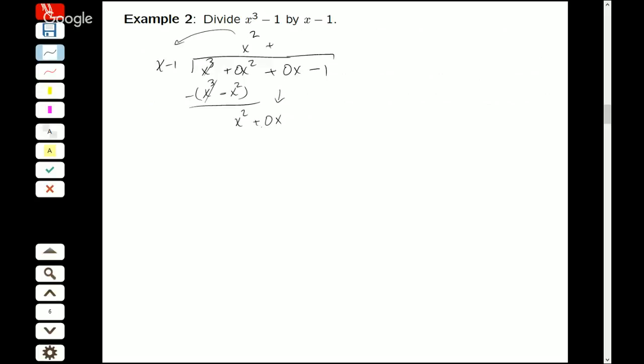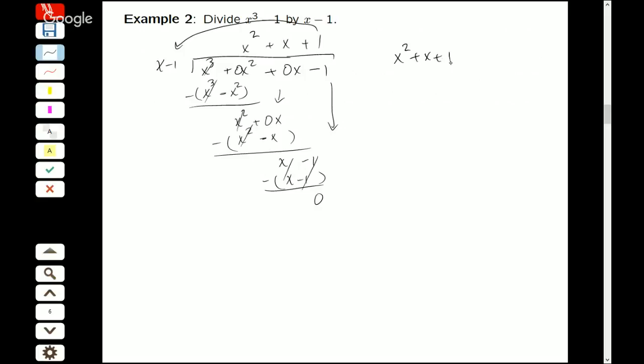How many times does x go into x squared? X. Now I'm going to multiply that through. So that becomes x squared minus x. Subtract, the x squareds are going to cancel, and this becomes a plus x. Bring down the minus 1. How many times does x go into x? 1. So I get an x minus 1 when I multiply those through. Subtract, and they both cancel. You have a remainder of 0. So your answer for this one is x squared plus x plus 1.